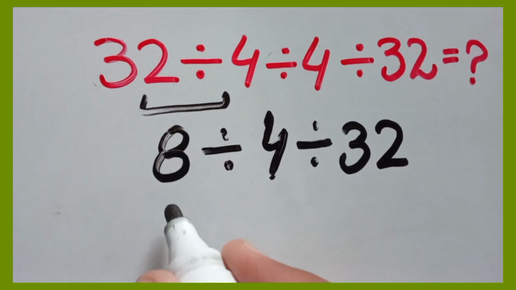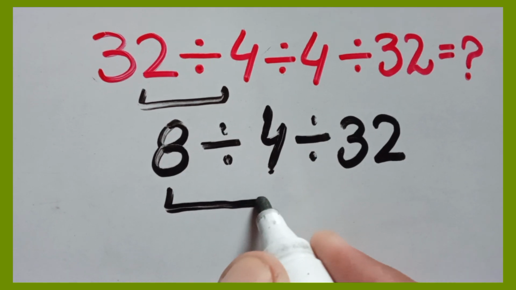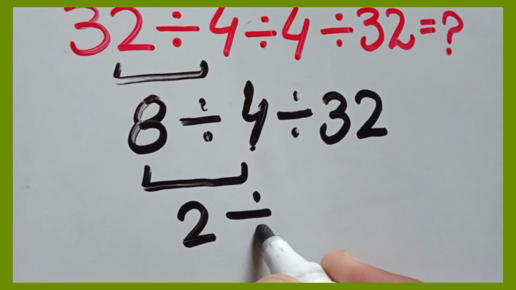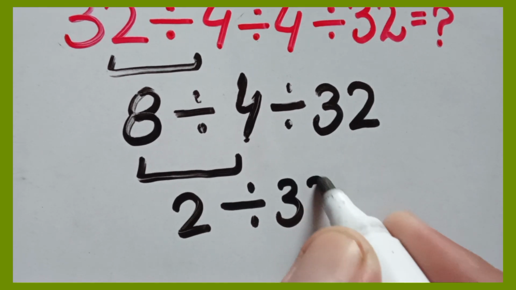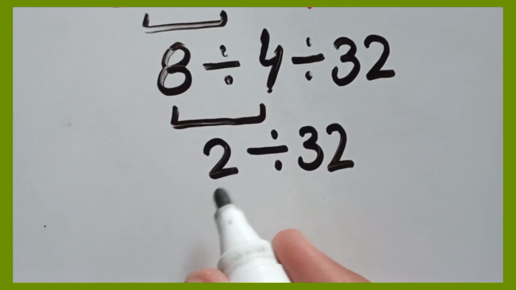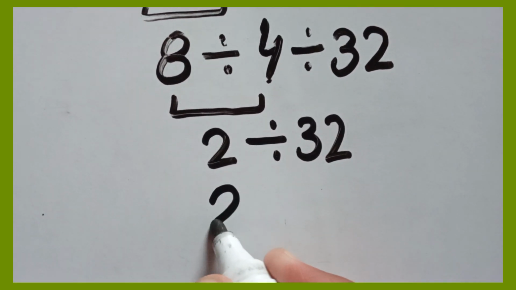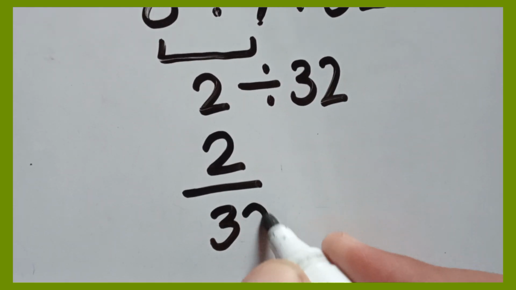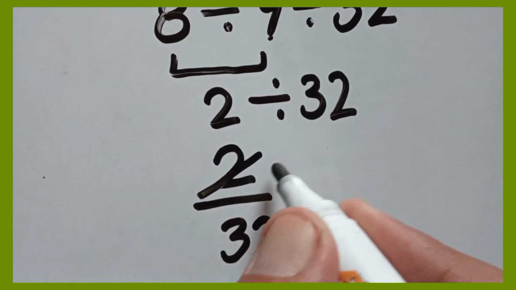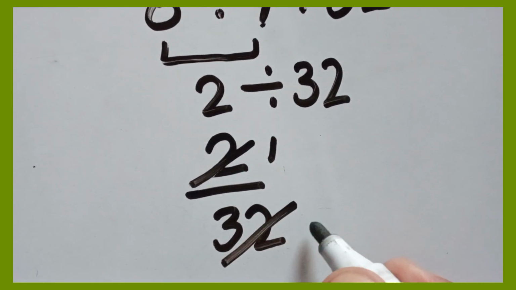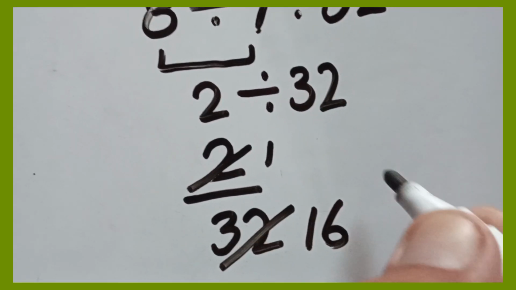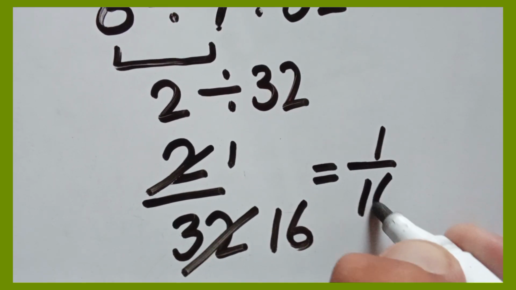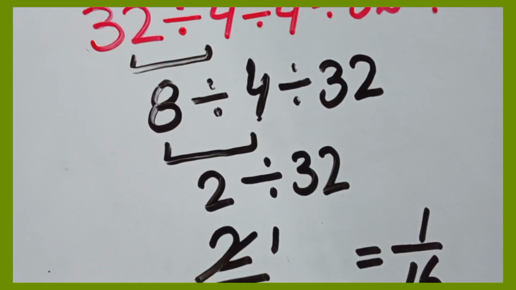Now 8 divided by 4 is equal to 2, okay, divided by 32. So again I can write it as 2 divided by 32, okay students. So 2 ones are 2 and 2 16s are 32. So our final answer of this expression is 1/16. This is the final answer of this expression.